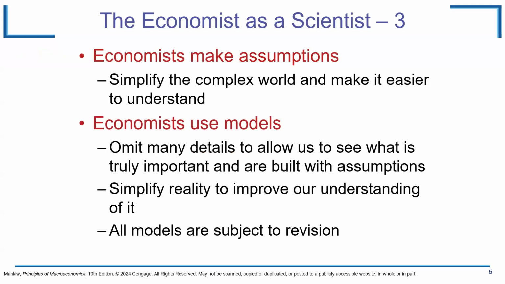So how do economists come up with a theory? Normally economists make assumptions and use a model to simplify the environment and the setting of the story they want to tell. Right? The economists make the assumptions. The assumptions simplify the complex world and make it easier to understand.